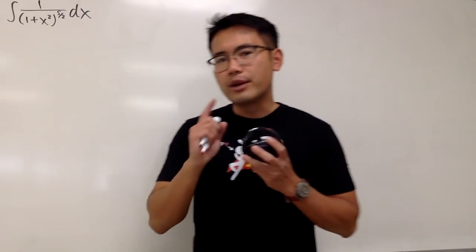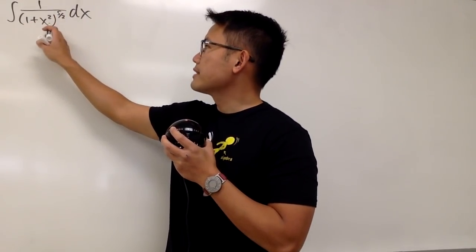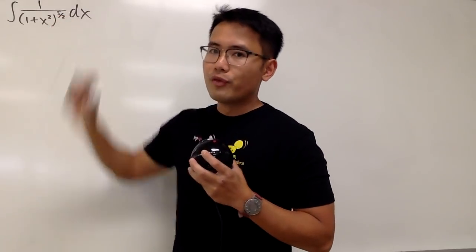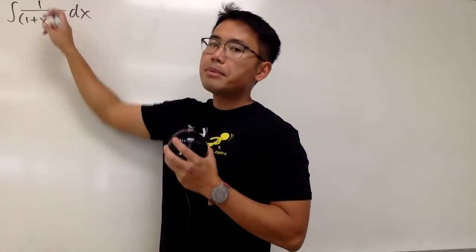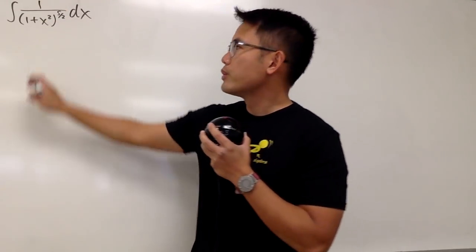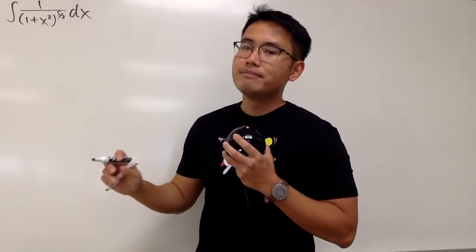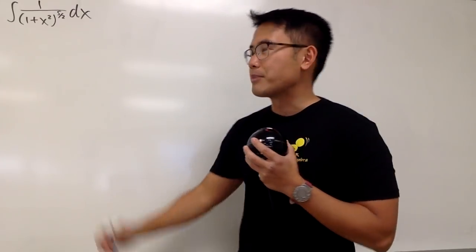Okay, in this video, I'll show you guys how to integrate 1 over (1 plus x squared) raised to the 5 over 2 power. In this case, unfortunately, we don't have the x on the top. Otherwise, we can just let u equal 1 plus x squared. But don't worry, because we can just do tricks up right here.